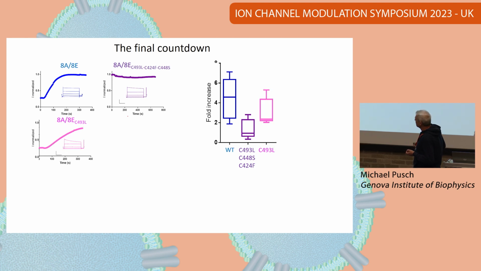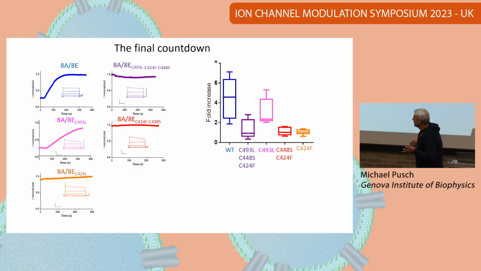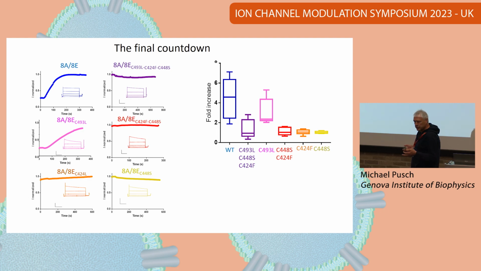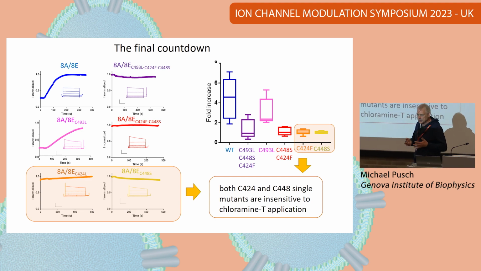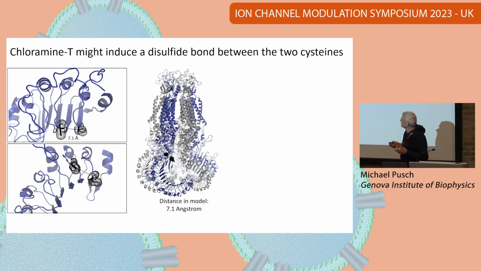If you mutate the 493 cysteine, we retain activation by chloramine T. If we mutate both of the other cysteines, we again lose the activation. However, somewhat surprisingly, even the single cysteine mutants of these two completely abolish the activation by chloramine T. So both single mutants, 424 and 448, lose sensitivity to chloramine T activation. From this, we conclude that both residues are needed.